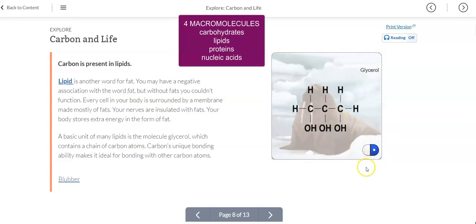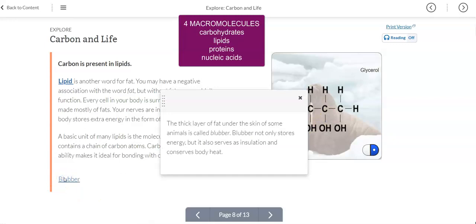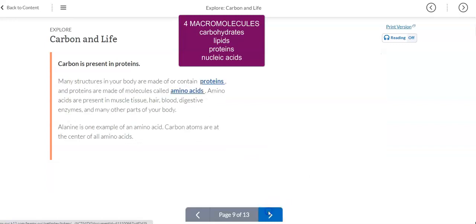A basic unit of many lipids is the molecule glycerol, which contains a chain of carbon atoms. Carbon's unique bonding ability makes it ideal for bonding with other carbon atoms. The thick layer of fat under the skin of some animals is called blubber. Blubber not only stores energy, but it also serves as insulation and conserves body heat.